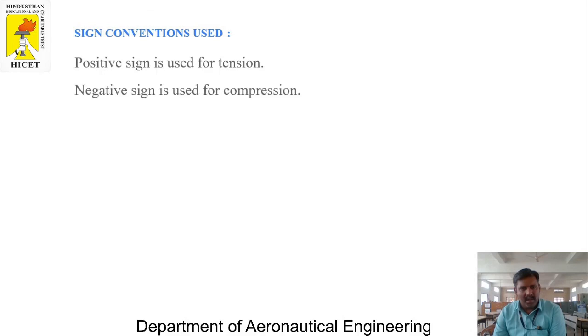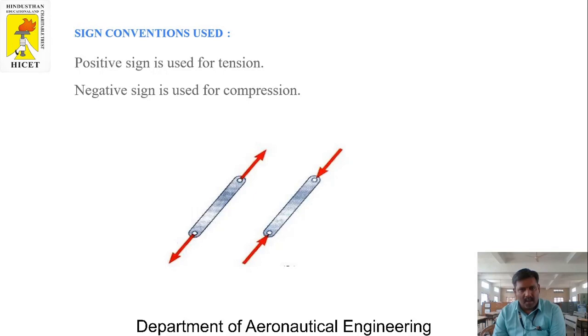The sign convention used in the analysis of trusses: positive sign is used for tension, negative sign is used for compression. So when a tensile load is acting on a member, it will be considered as a positive sign. When a compressive load is acting on a member, it is considered as a negative sign.